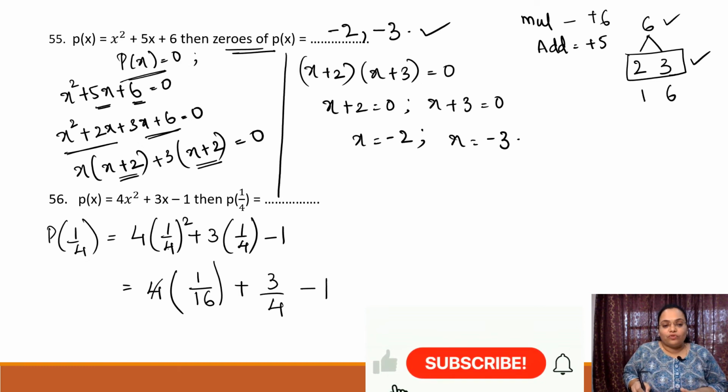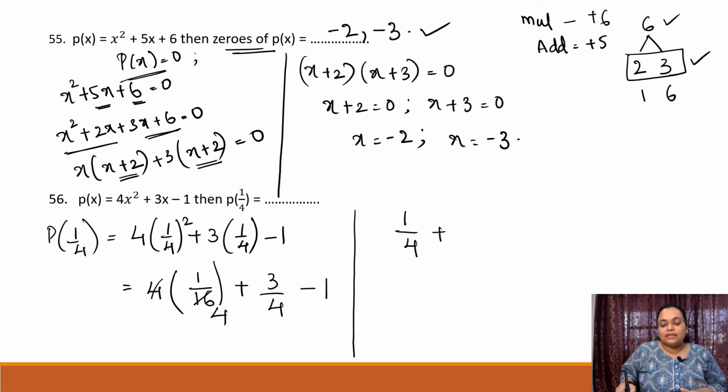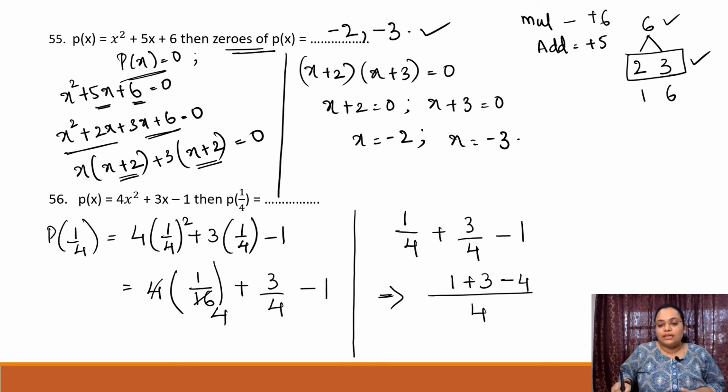That is 4 of 1 by 4 square, which is 1 by 16, plus 3 by 4 minus 1. Yes, 4 ones are 4, 4 fours are 16, which is 1 by 4 plus 3 by 4 minus 1. Okay, so if you take an LCM, that will be 1 plus 3 minus 4. Yes, that will be 0. Correct? So, p of 1 by 4 is 0.